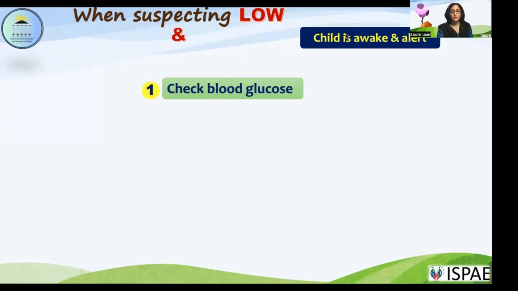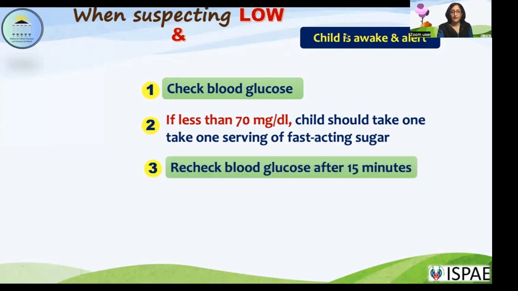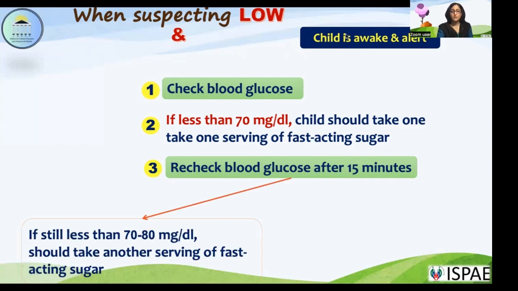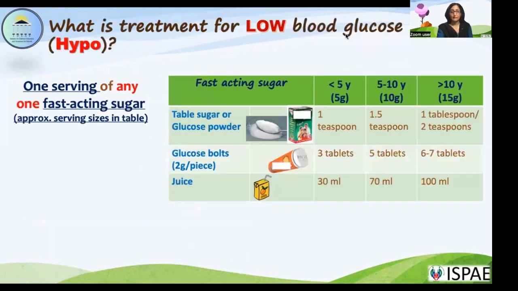And for this, always check and confirm the blood glucose using a glucometer. If the blood glucose is less than 70, the child should be treated immediately using 1 serving of fast-acting sugars. Recheck the blood glucose after 15 minutes. If the blood glucose continues to be less than 70 to 80 despite taking a serving of fast-acting sugar, remember to take another serving of fast-acting sugar after 15 minutes. If the blood glucose now rises to 70 to 80 or beyond, this should be complemented with a small snack.